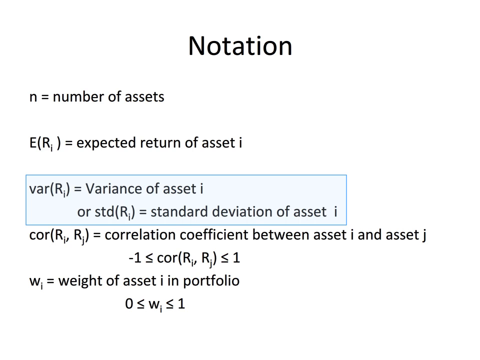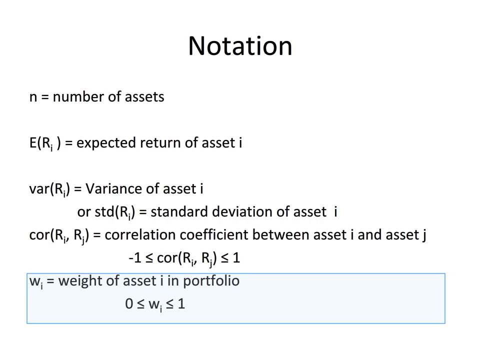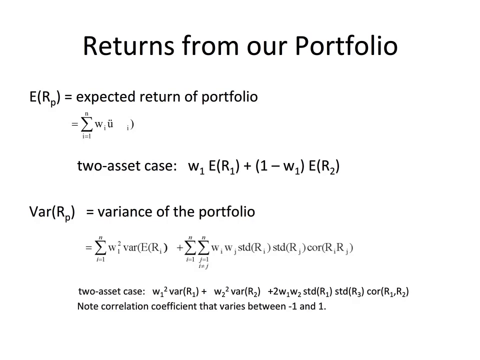The last set of notation we have is the correlation between assets I and J, and there will be a number of those. If we have three assets, there will be three correlation coefficients, and that will grow as the number of assets increases. The final notation is the weight of asset I in the portfolio. We're going to restrict that weight to be between 0 and 1. 0 means that there are no funds invested in asset I. A 1 would mean that all of the funds are invested in that asset.